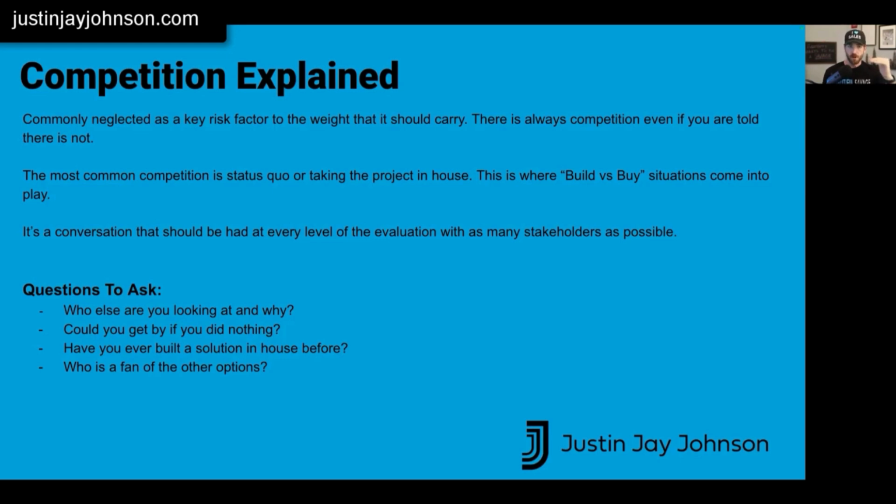So when you talk to the manager level, ask about competition. Director, VP, C-suite. At every level, you should be fleshing out the competition, making sure that new competition isn't coming into the fold later in the evaluation.